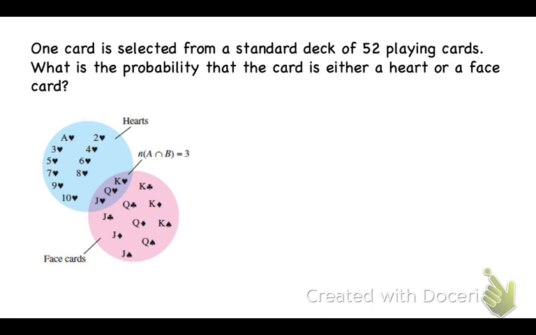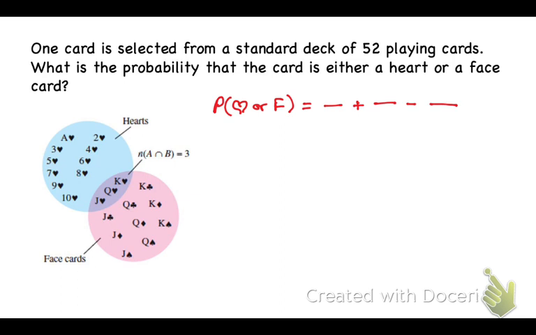Okay, just one card is selected from a standard deck of 52 cards. What is the probability that the card is either a heart or a face card? Okay, what's a face card, guys? A card that has a face on it. So, the probability of a heart or a face. So, we're going to add these. And then we're going to take away what they have in common.